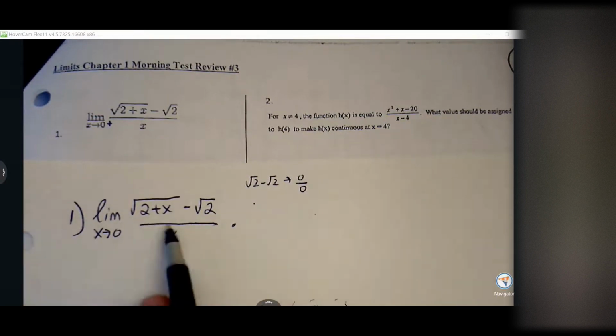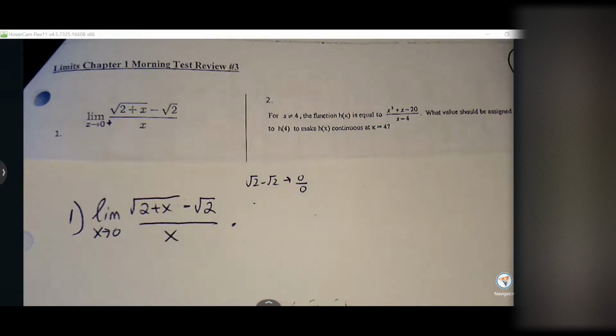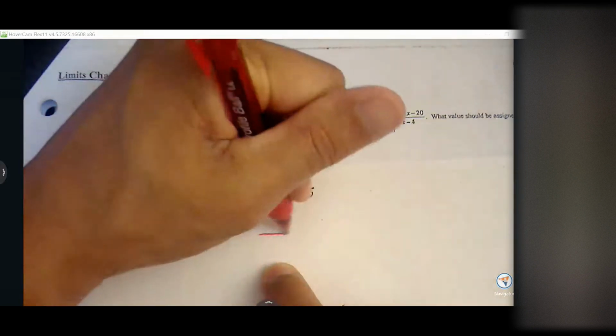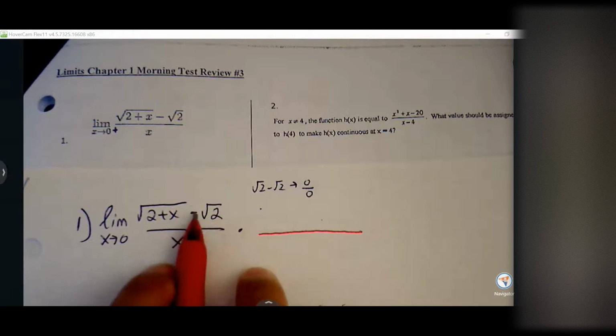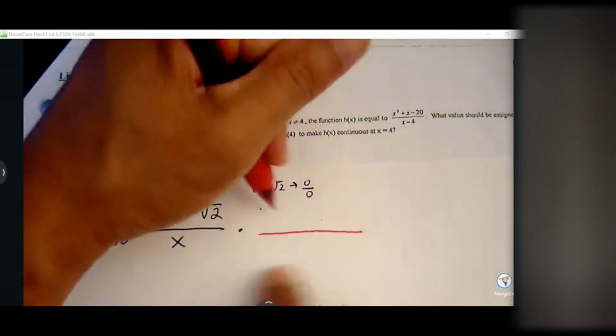So we know there's a special method for these problems. This is the conjugate method. Multiply numerator and denominator by the conjugate, which is the same exact terms as you see here in the numerator. The only thing that you change is the sign between the terms. Don't change all the signs, just the sign in between.